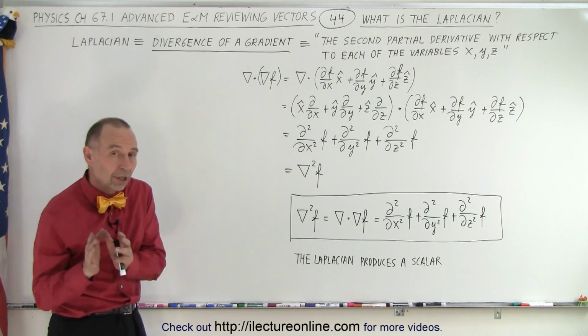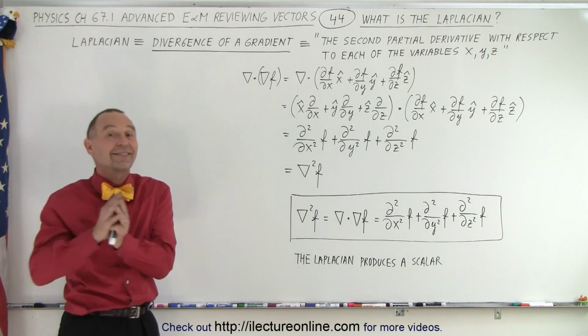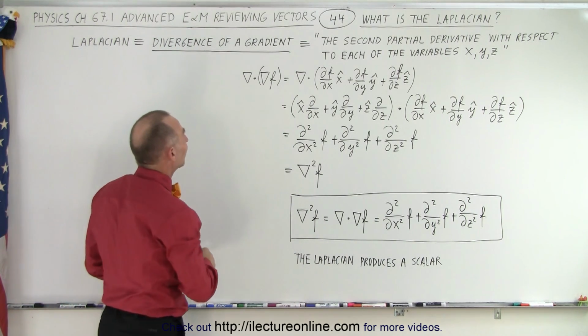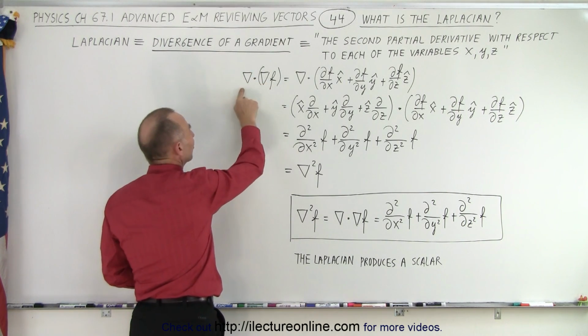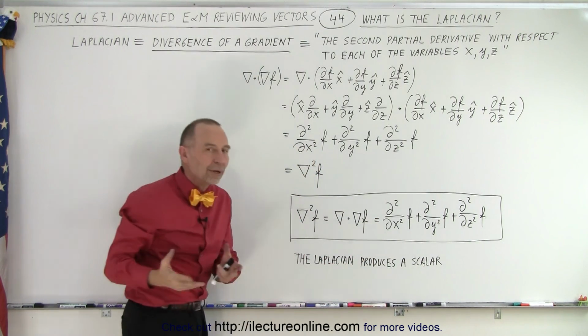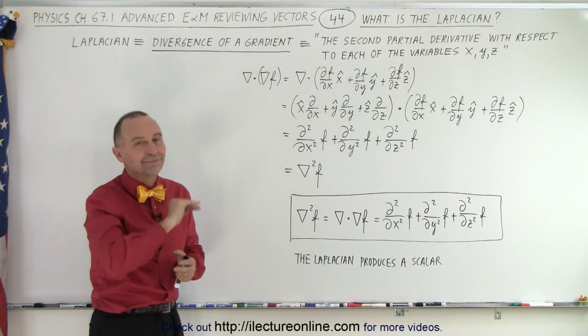Now, to make sure, the Laplacian operates on a scalar quantity and ends up with a scalar quantity because it goes through the two different operations. It goes through the gradient first, and then it does the divergence. So the Laplacian essentially operates on a scalar function and ends up with a scalar result, and that is how it's done.